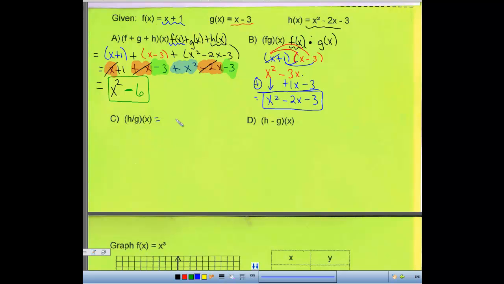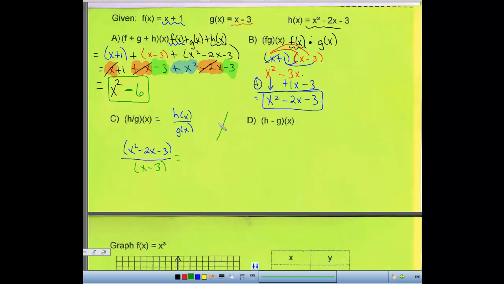With C, this is the same thing as saying h of x divided by g of x. Let's replace h of x with x squared minus 2x minus 3. Replace g of x with x minus 3. Now we need to factor to figure out if there's anything that we can cancel out. So I have x squared minus 2x minus 3.